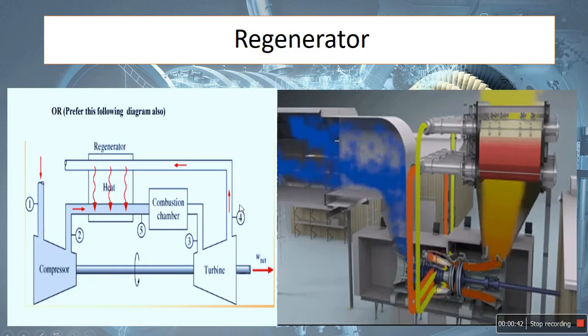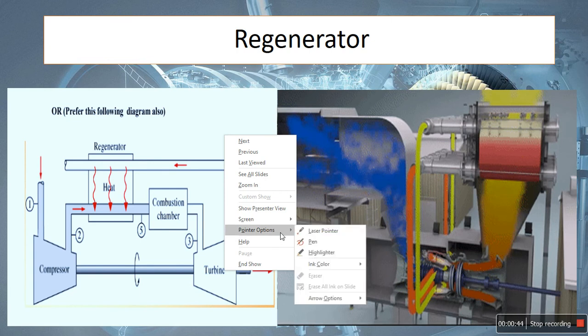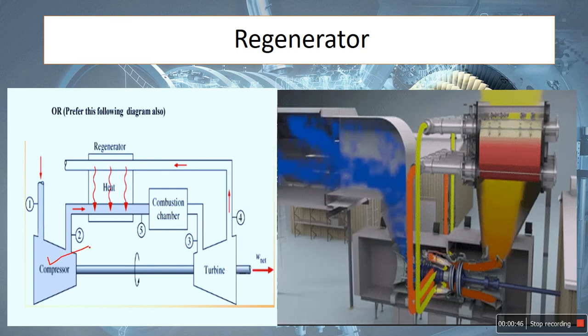If you see the open cycle gas turbine, there are three main components: the compressor, combustion chamber, and the turbine. What is the modification done here? The exhaust gas from the turbine is not directly released to the atmosphere. Before releasing to the atmosphere, it flows over one regenerator, which is also called a heat exchanger.